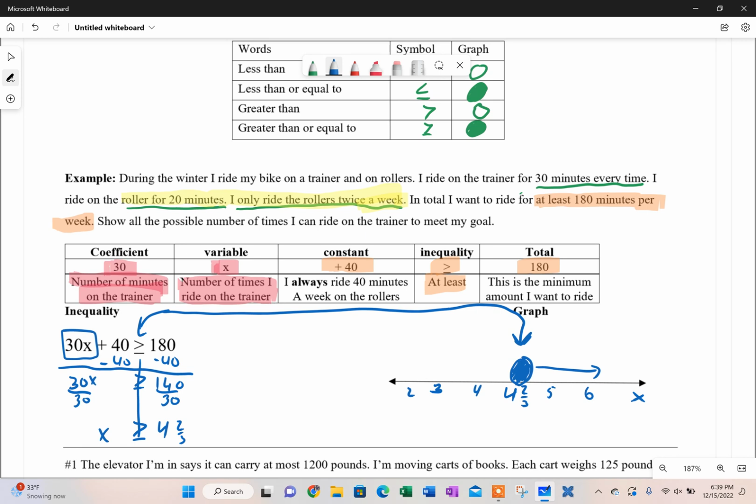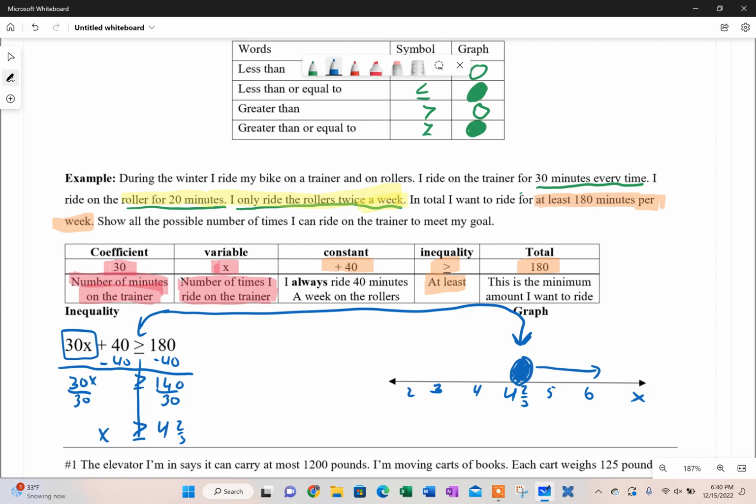So what I am going to say is, just because we did the mathematics right, doesn't necessarily mean that the answer is going to be logically sound, all right? So really, my answer should be 5 or more times. The number of times I ride should be 5 or more.